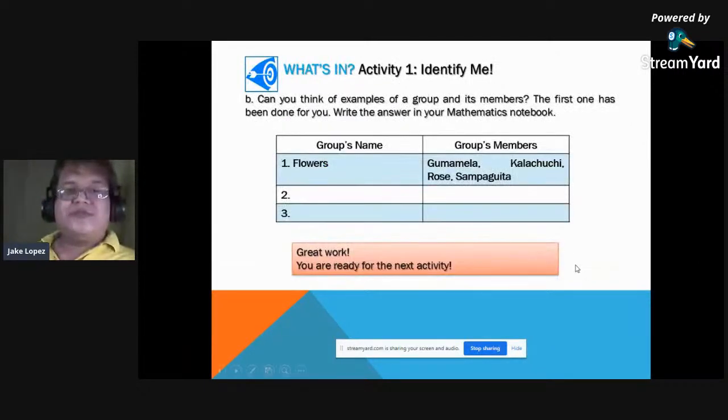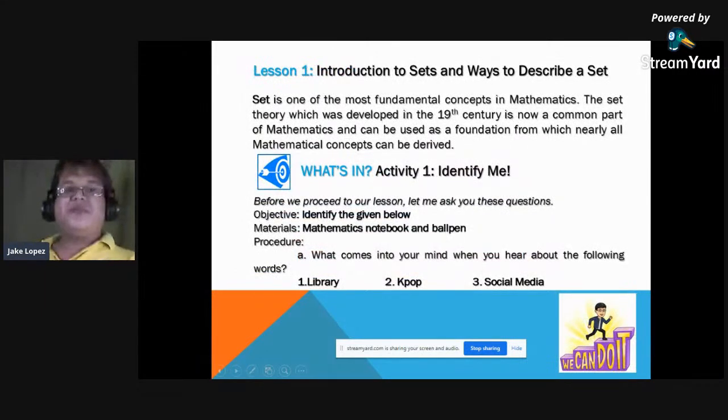So our first activity is activity one, identify me. Before I proceed to the lesson proper, let me ask you these questions. Our objective is to identify the given below. So prepare your notebooks and your ball pen. Procedure. A. What comes into your mind when you hear about the following words? What comes to mind when you hear these words? 1. Library. 2. K-pop. 3. Social media.